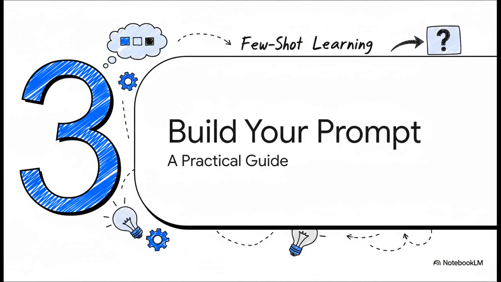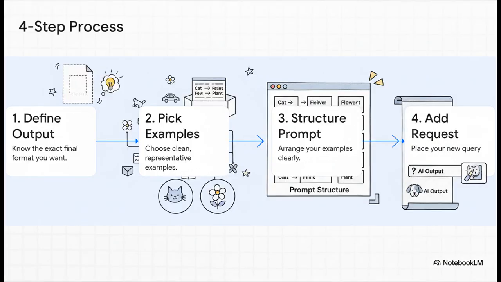All right, so theory is great, but let's get practical. For everyone out there actually building stuff, you're probably asking, okay, how do I actually do this? So let's break down how you build one of these prompts step by step. It's basically a 4-step recipe. First, you gotta know exactly what you want the end result to look like. Be specific. Second, go find a couple of really good, clean examples that look just like that. Third, you put those examples right into your prompt, nice and structured. And finally, you add your actual new question at the very end and let the AI do its thing.